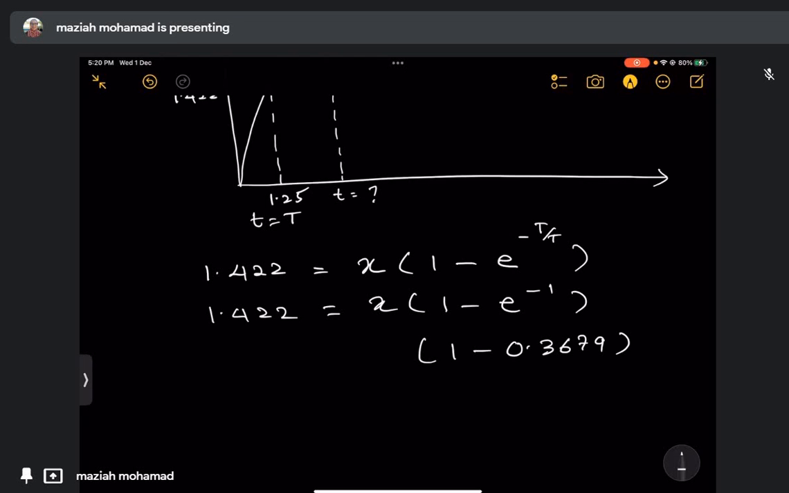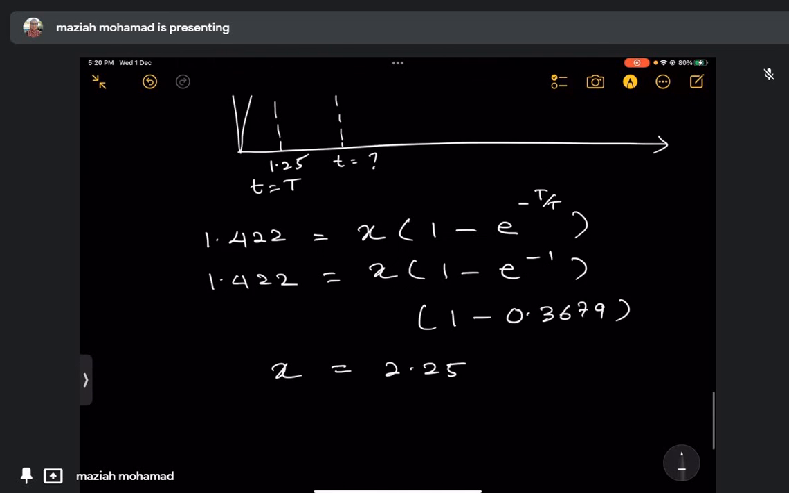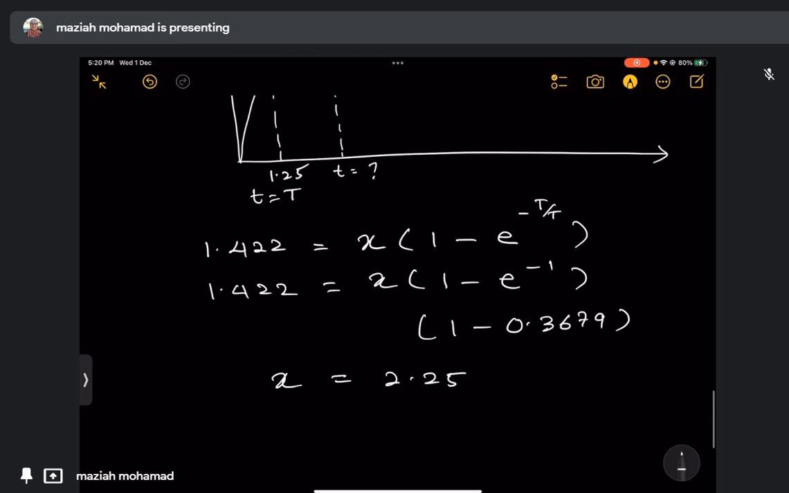So you should get 1.422 divided by 1 minus 0.3679. Betul? Okay. So the x value here you will get 2.25. Okay. So 2.25 is actually the final value there. Okay, so X here is actually K multiplied with U. Okay, K multiplied with U.